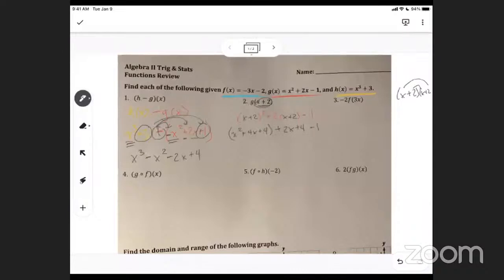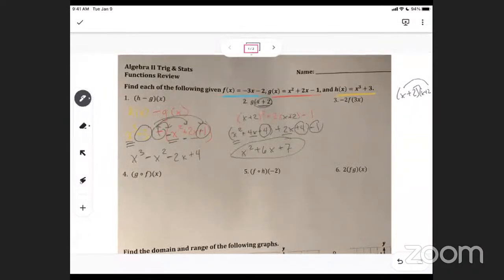So now let's add like terms. Again, I've got an x squared. I've got 4x plus 2x, which is 6x. Those are like terms. And I've got 4 plus 4 minus 1, which is positive 7. And there's your answer.